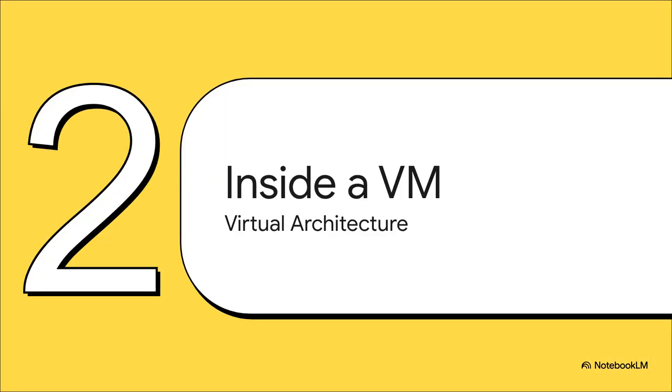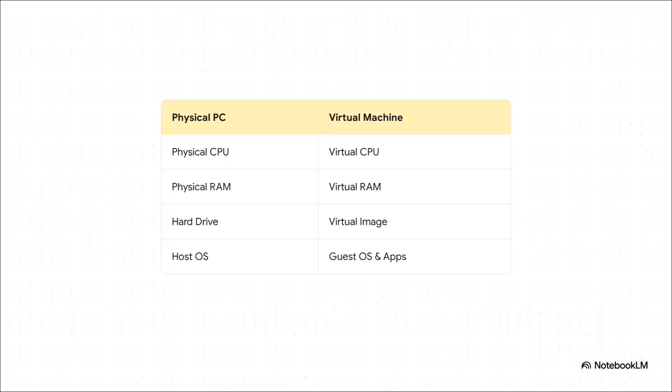Section 2. Inside a virtual machine. And this brilliantly illustrates exactly what we're talking about. Think of a virtual machine, or VM, as a totally self-contained node. All the physical components you're used to map perfectly to virtual counterparts. So instead of a physical CPU crunching instructions, it uses a virtual CPU. Physical RAM? That becomes virtual RAM carved out from the main system.